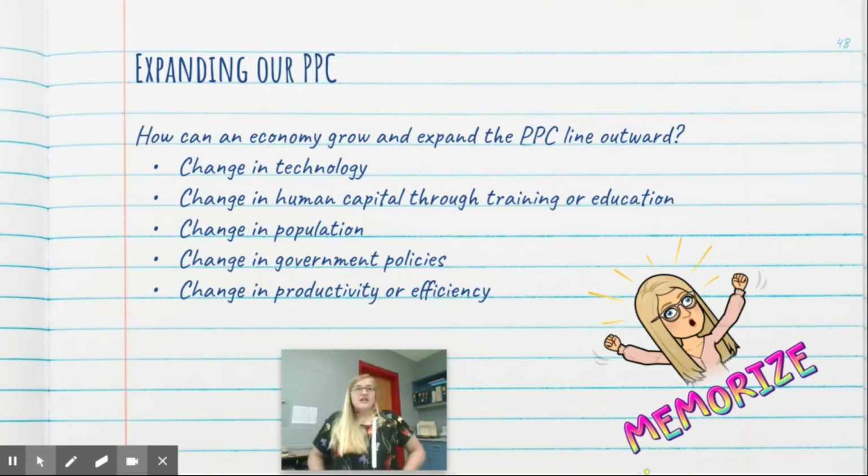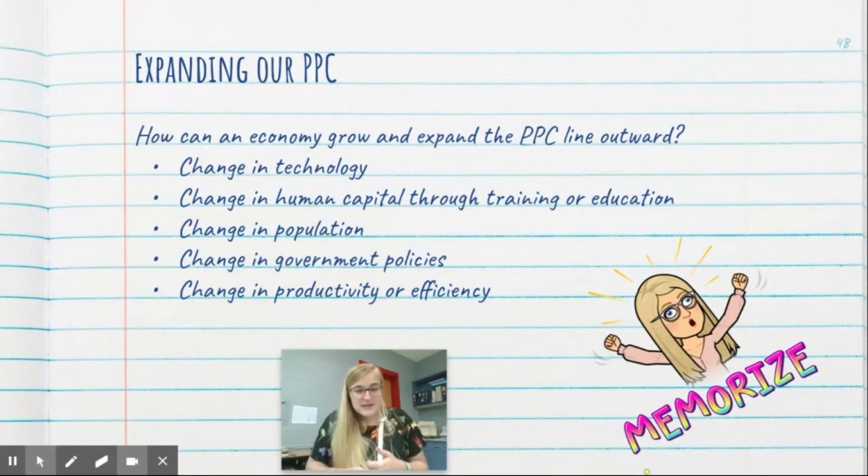Change in population is number 3. Change in population is we get a whole lot of immigrants to our country. All of a sudden, we got a whole lot more workers that we can suddenly employ in the workforce. We make more stuff. Here we go. We could also look at like more babies being born. After World War II, there was a huge baby boom. So in the 1940s and 50s, lots and lots and lots of babies are being born. Well, all of a sudden, those babies grow up. 20 years later, our economy's rocking, okay? Because we've got more people to work more.